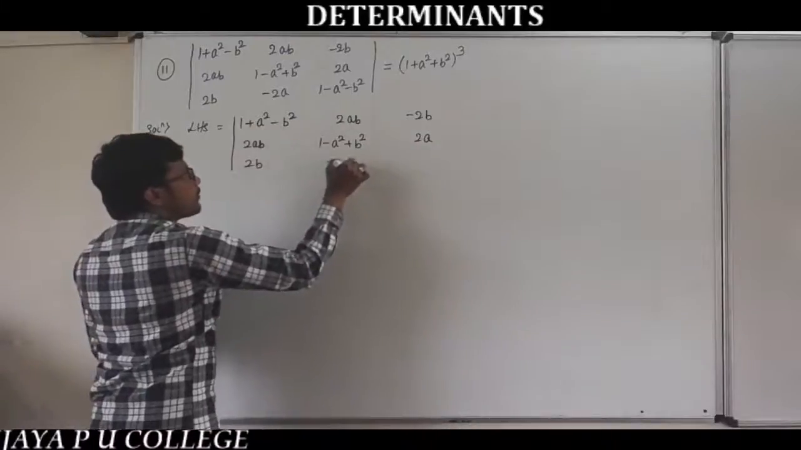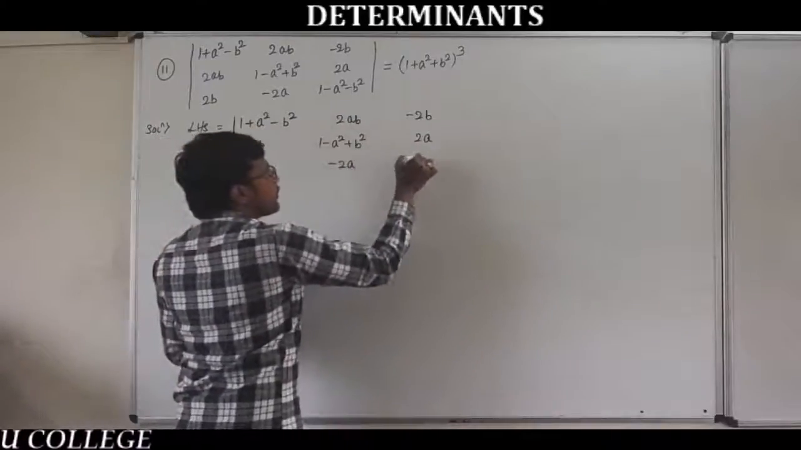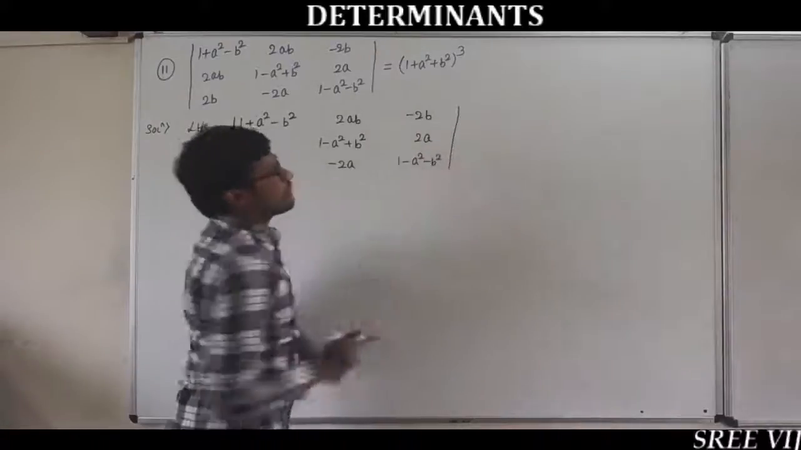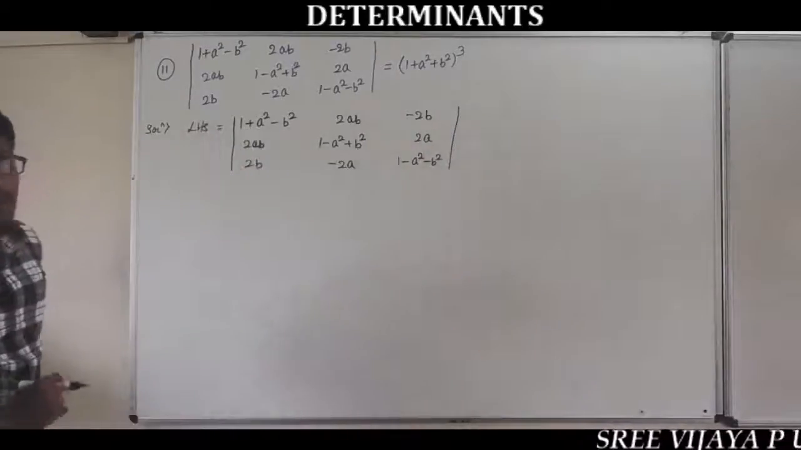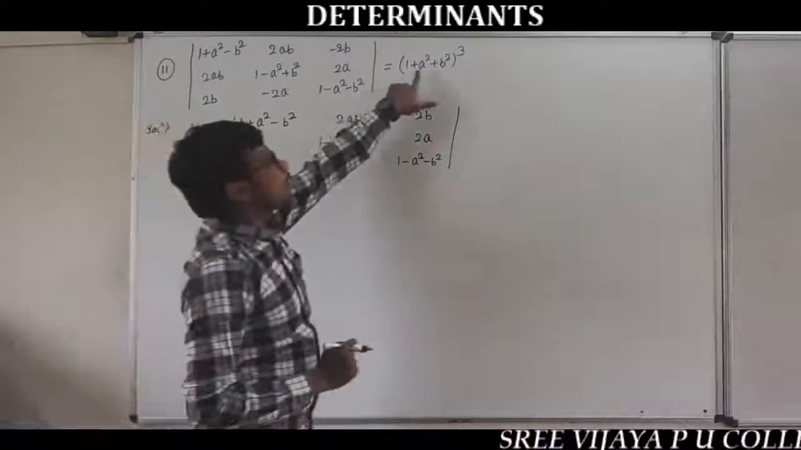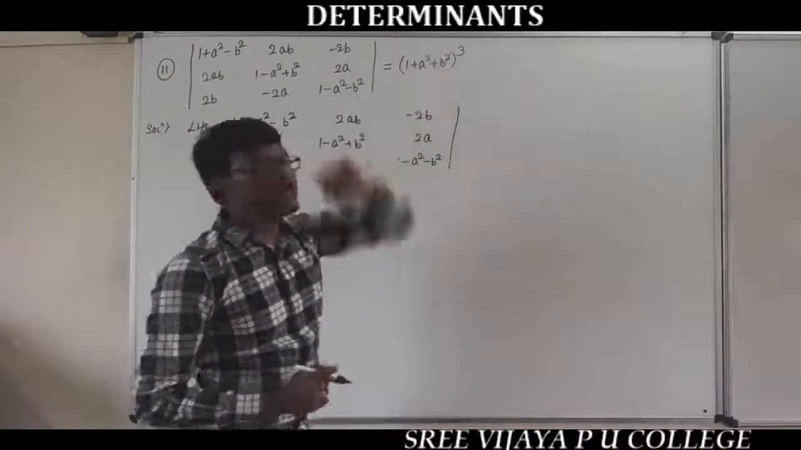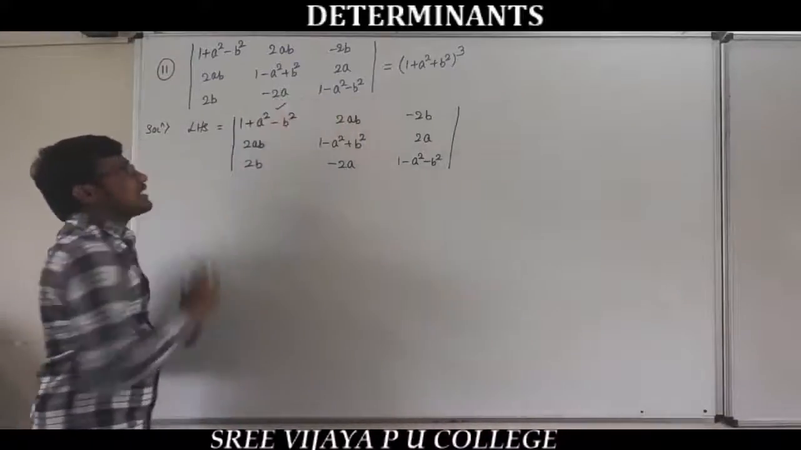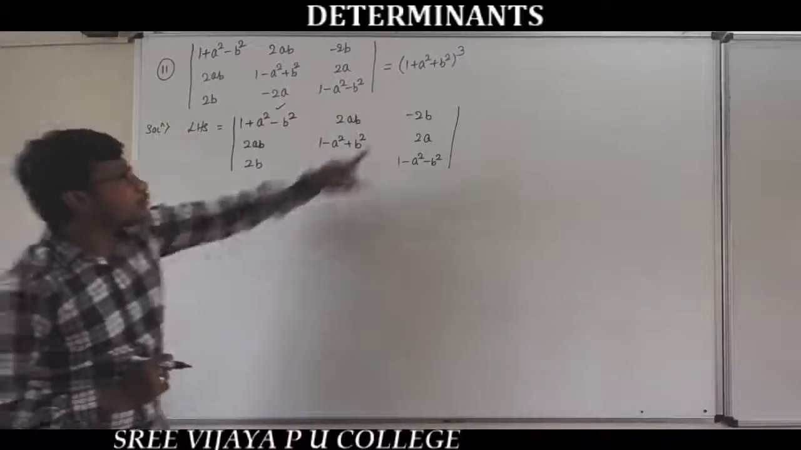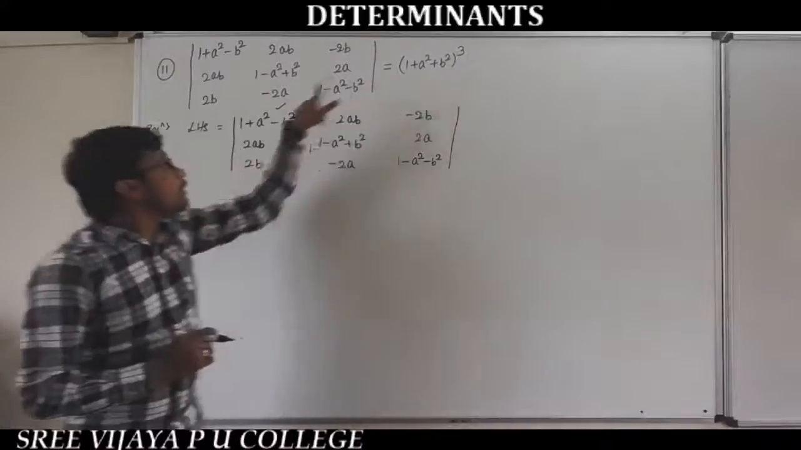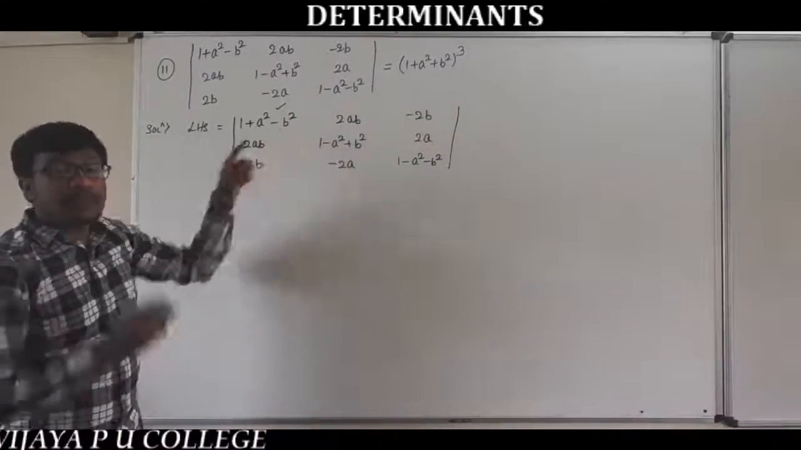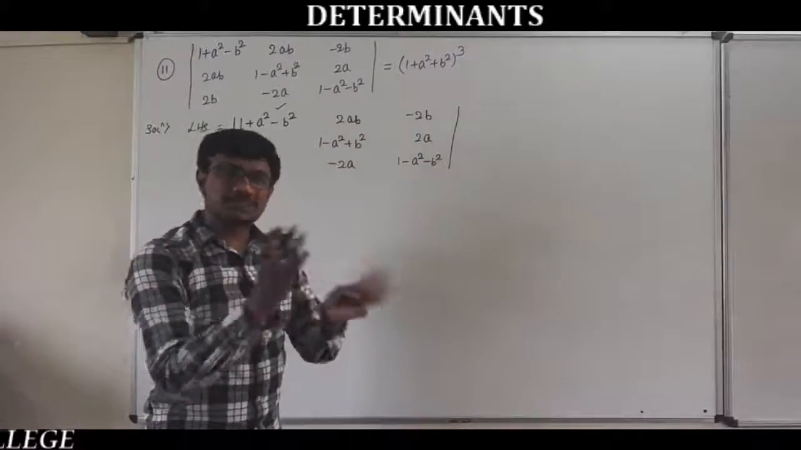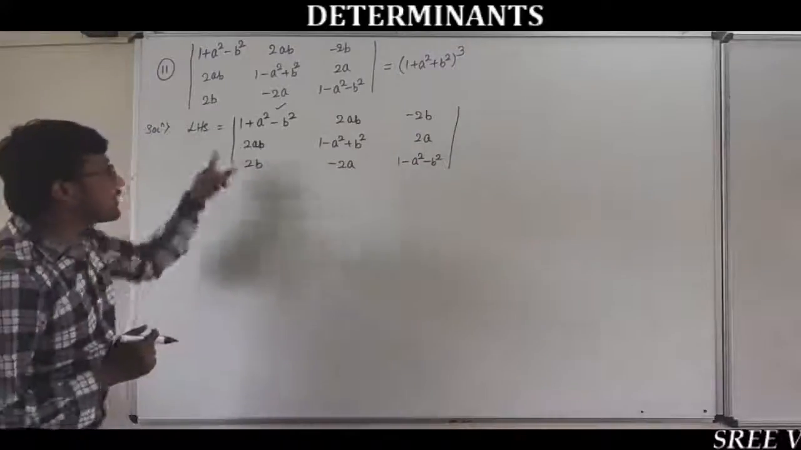2b minus 2a, 1 minus a square minus b square. Okay. So now what do you want? You want 1 plus a square plus b square three times, right? So for that, see here. This is 1 plus a square but minus b square is there. But what you want is plus b square, right? For this minus b square, if you add 2b square, minus b square plus 2b square is b square, right? For this, is there any 2b square here?